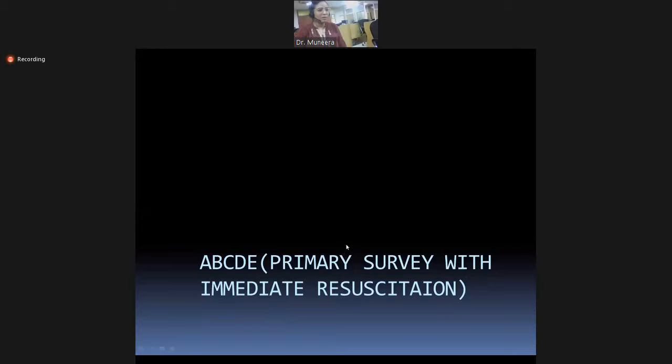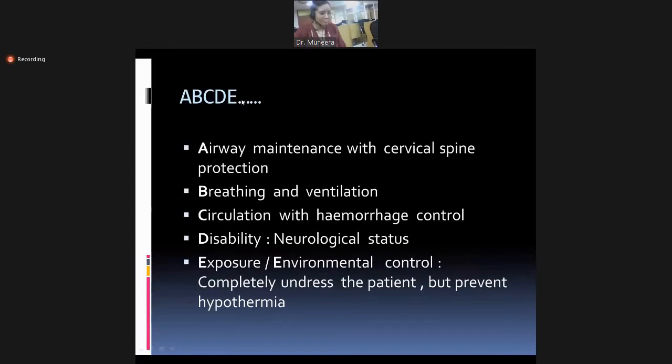So what is, in other words, ABCDE? A stands for airway maintenance with cervical spine stabilization or protection. B stands for breathing and ventilation. C stands for circulation with hemorrhage control. D stands for disability along with assessing the neurological status. E stands for exposure along with environmental control, in which you have to completely undress the patient but prevent hypothermia at the same time. Right? Right, guys?